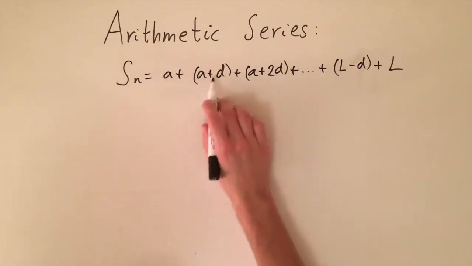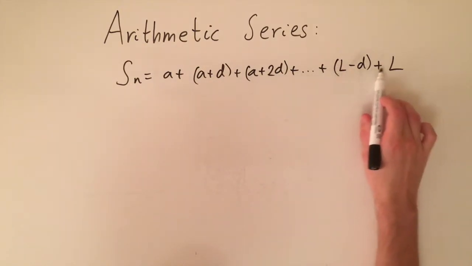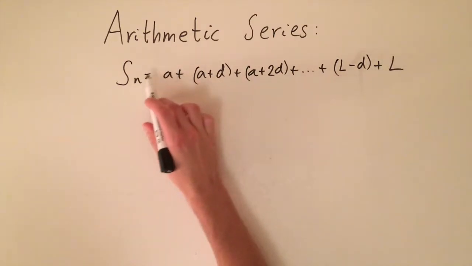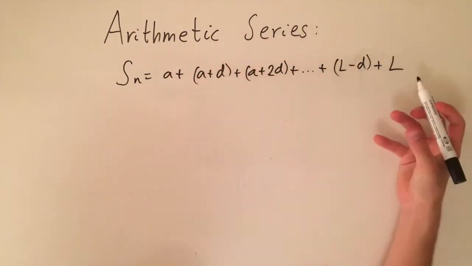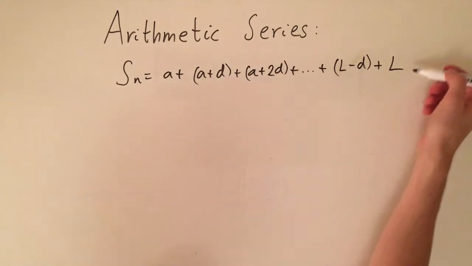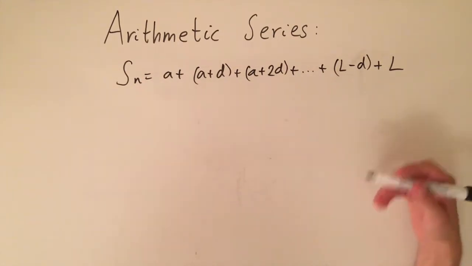So we have A, A plus D, A plus 2D, and this carries on all the way up to L minus D, and then adding D again to get to L. So this is the last term. And this is the first term, A. So now the question is, what is the sum going to be? It's going to be a number. What is it going to equal? Now we're going to use a trick. We're going to use a method to derive a formula that was originally discovered by Gauss.